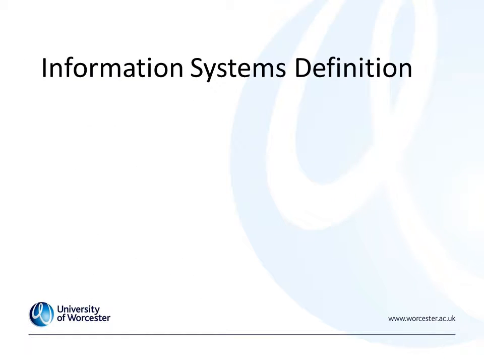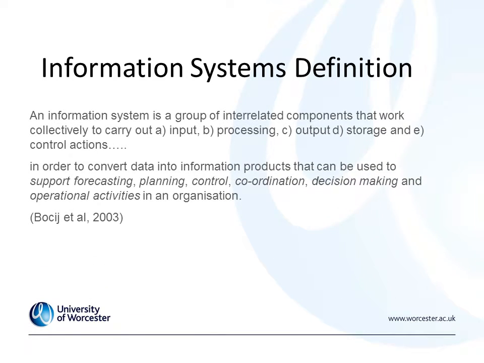Now, a better information systems definition is: an information system is a group of interrelated components that work collectively to carry out input, processing, output, storage and control actions in order to convert data into information products that can be used to support forecasting, planning, control, coordination, decision making and operational activities in an organisation.